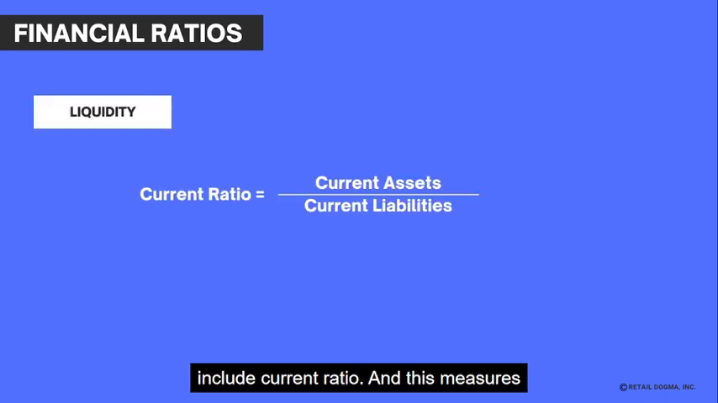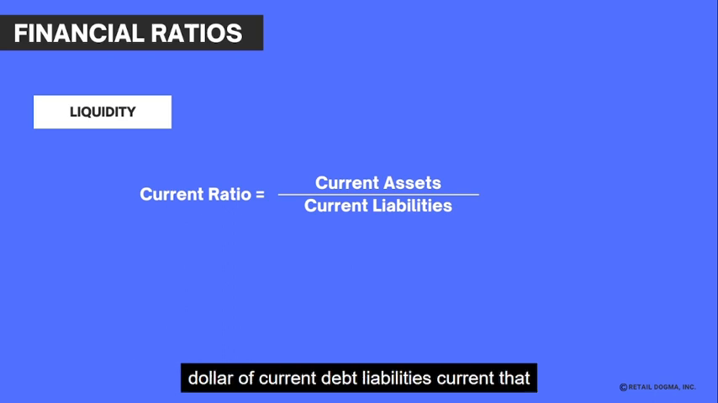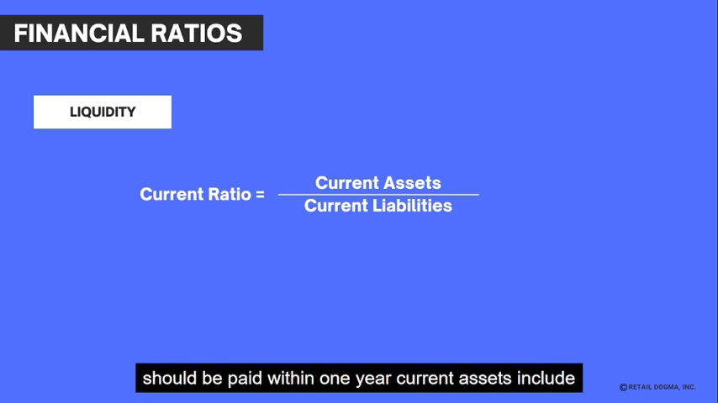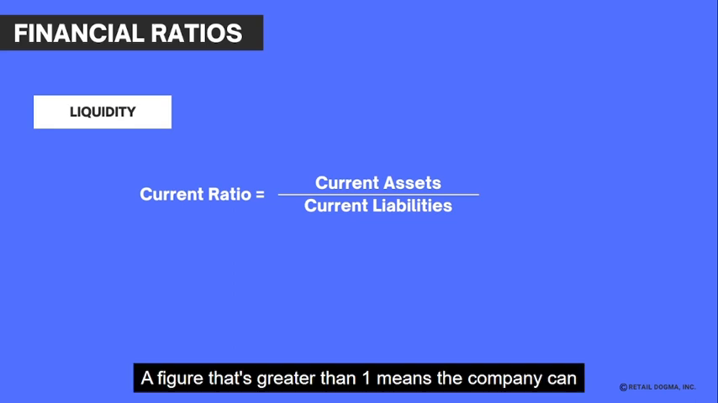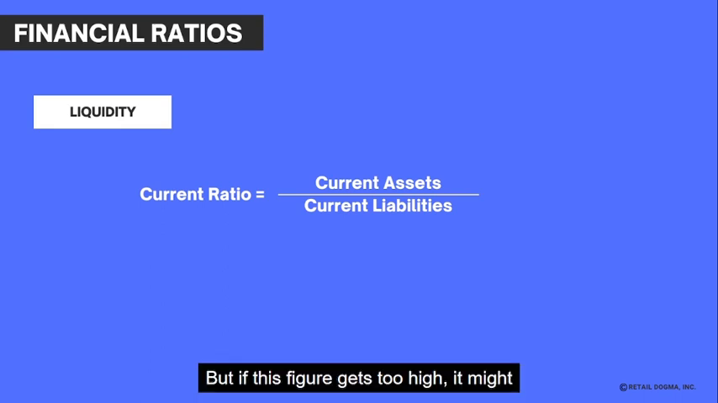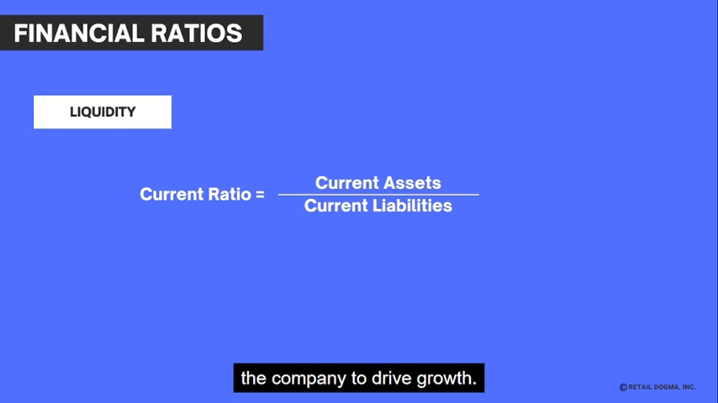Liquidity ratios include current ratio, and this measures how much of current assets are available to cover each dollar of current debt liabilities. Current debt liabilities are short-term debt obligations that should be paid within 1 year. Current assets include cash and assets that can easily be converted to cash, such as marketable securities, account receivables, and inventory. A figure that's greater than 1 means the company can cover all of its current liabilities from its current assets. But if this figure gets too high, it might indicate that the company has a lot of cash that could be utilized in a better way or invested back into the company to drive growth.